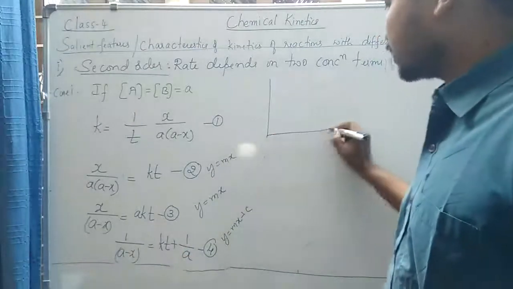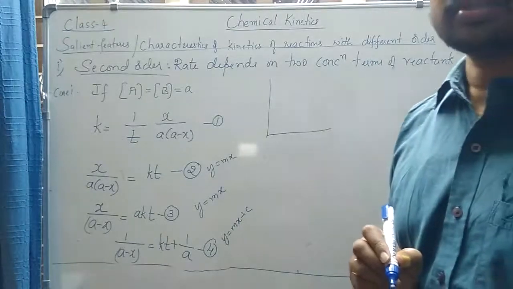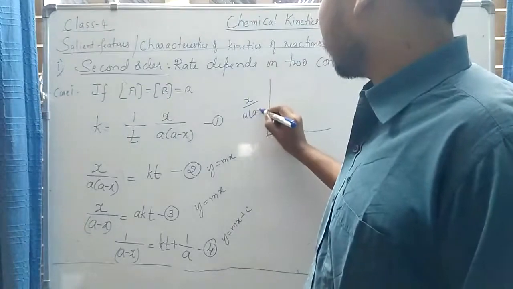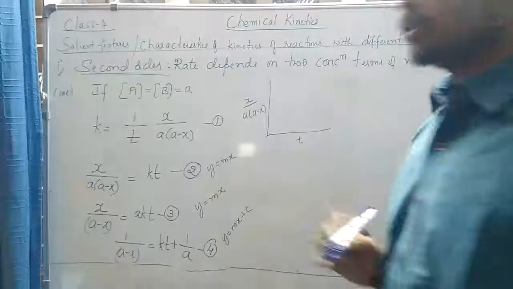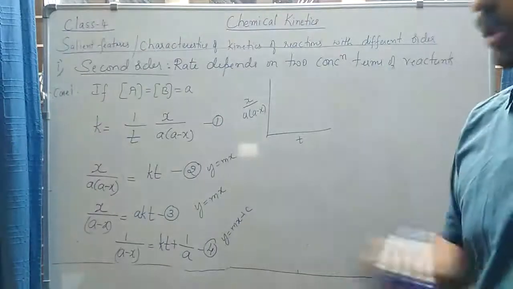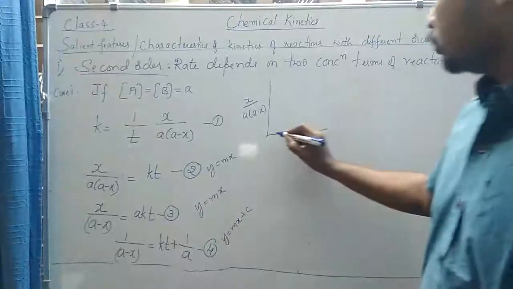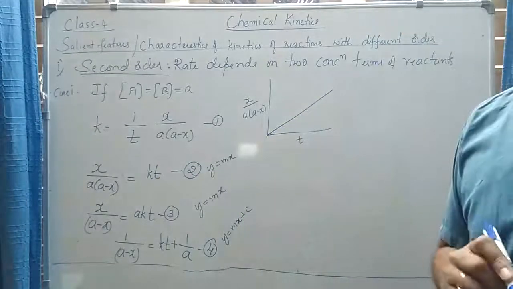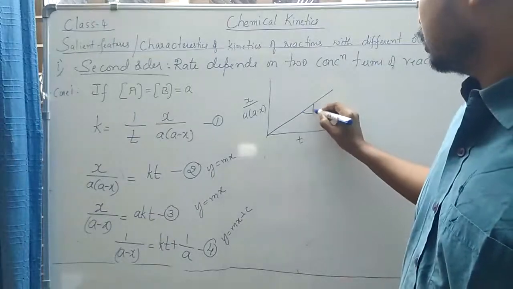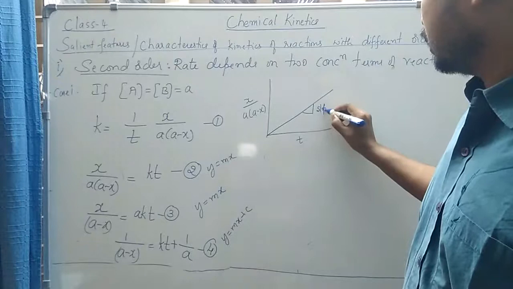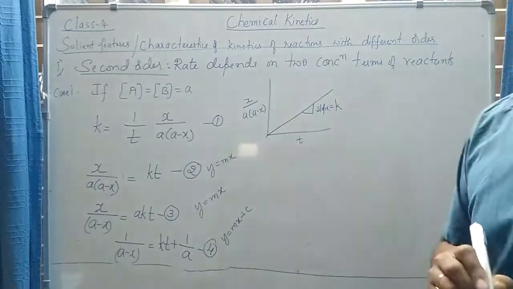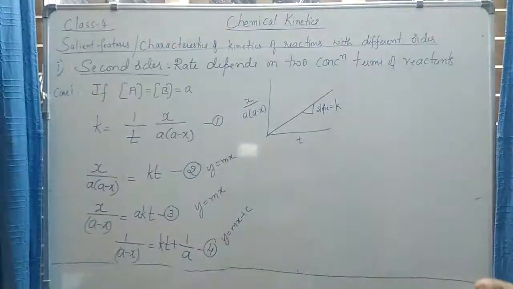Okay, in that case, what would be the plot? It would be x divided by a into a minus x versus t. If you plot x by a into a minus x versus t according to equation 2, you should get a straight line passing through origin if it is a second order reaction, and you can easily see from equation 2 that the slope should give the rate constant of the reaction.